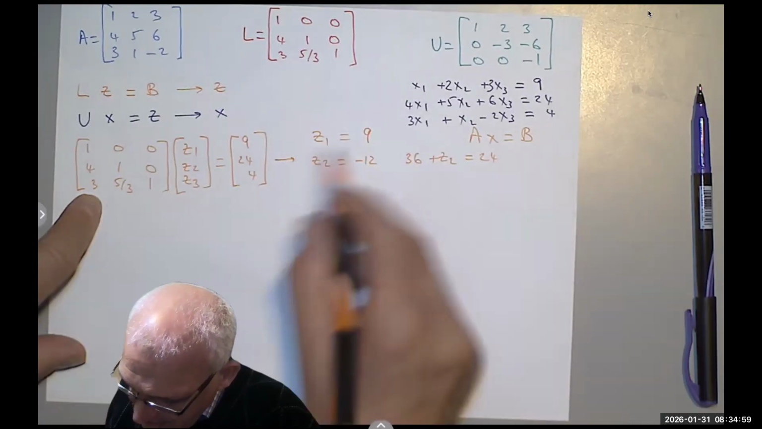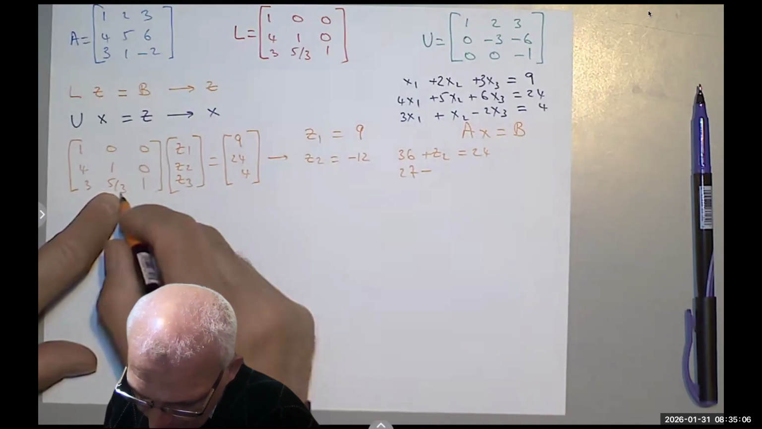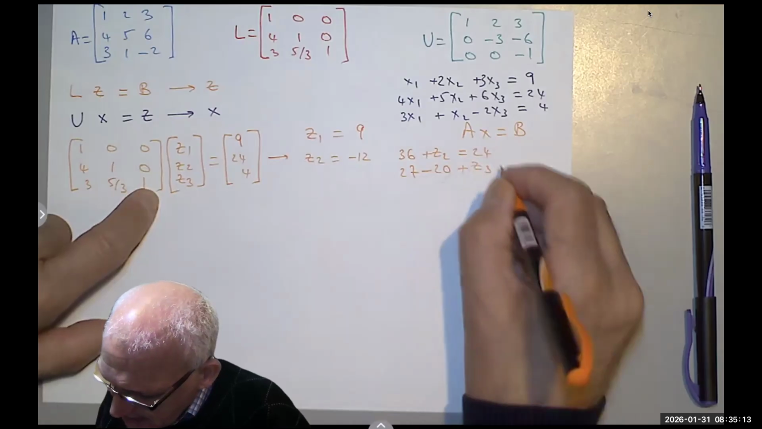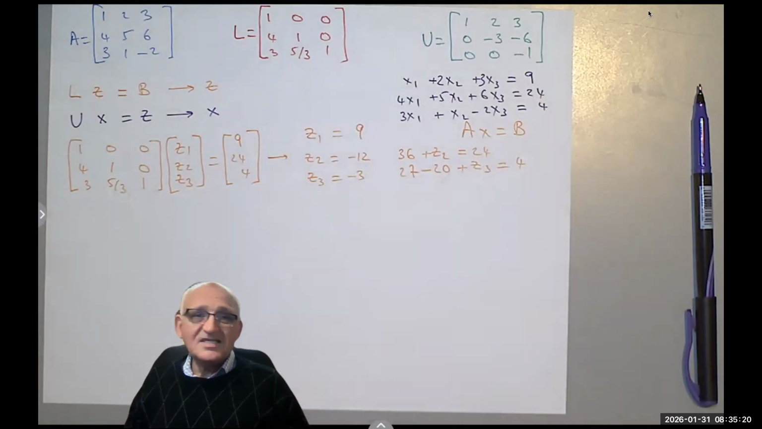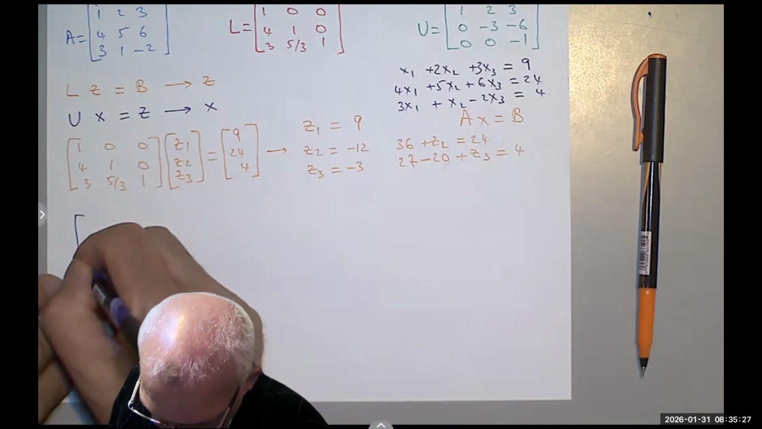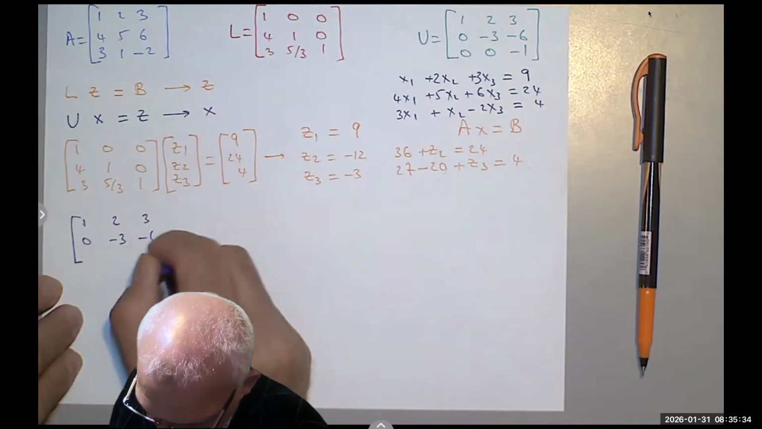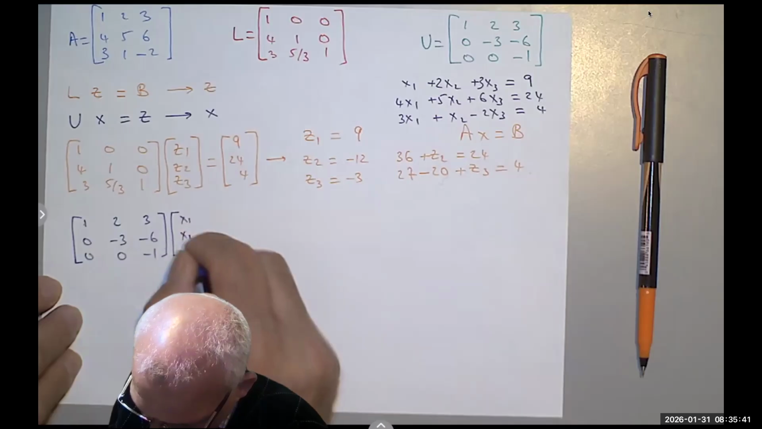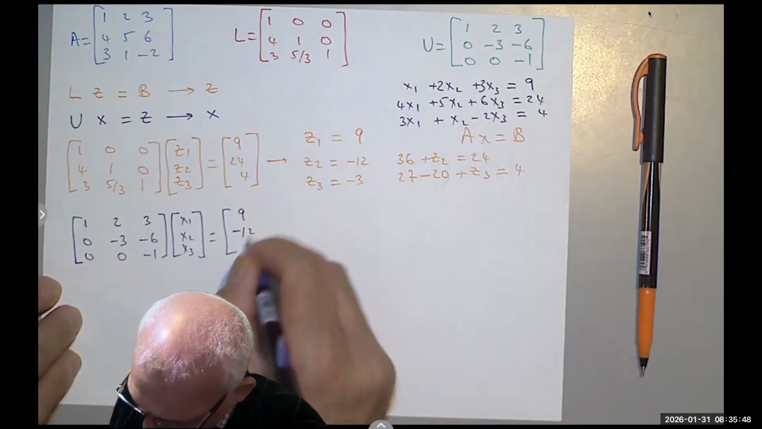And finally, 3 times 9 is 27. 5/3 of negative 12 is minus 12 over 3, which is 4, times 5 is 20. So 7 plus z3 equals 4. So z3 must be negative 3. 7 minus 3 equals 4. See, it didn't take long. Now you move to the second part. You multiply the upper, which is 1, 2, 3, 0, negative 3, negative 6, 0, 0, negative 1, by the x's I'm looking for. And that should give me the z's, 9, negative 12, negative 3.